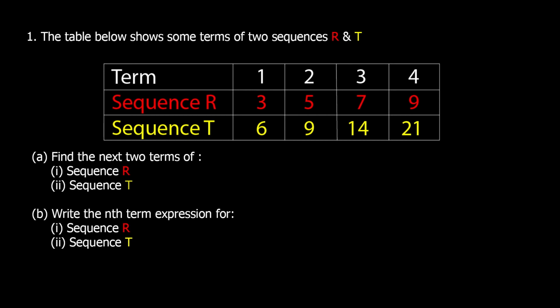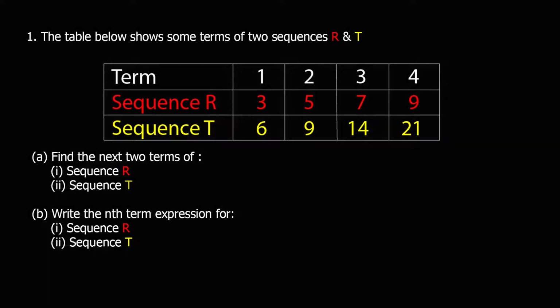Now let us proceed to B. B says write the nth term expression for sequence R on Roman figure 1. So what do they mean when they say write the nth term expression? By that they say write the equation that determines the sequence. So how are we going to find the equation which determines sequence R?